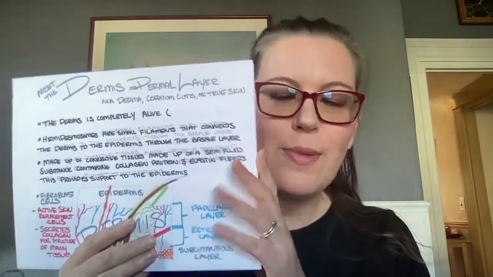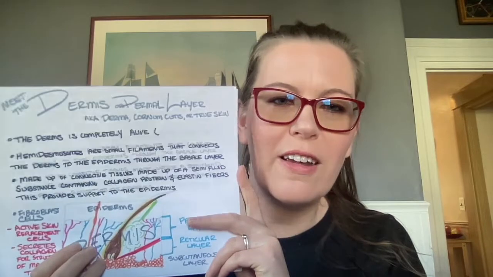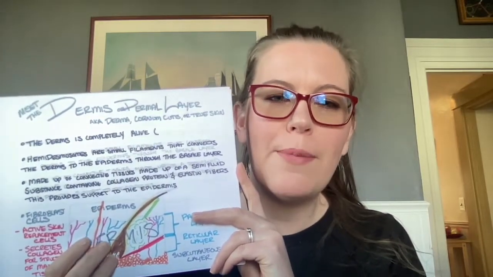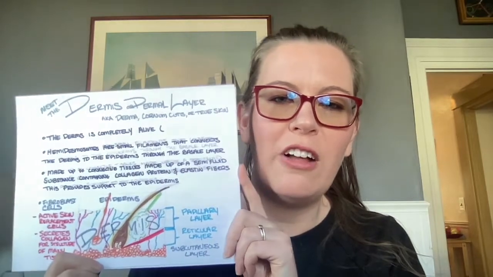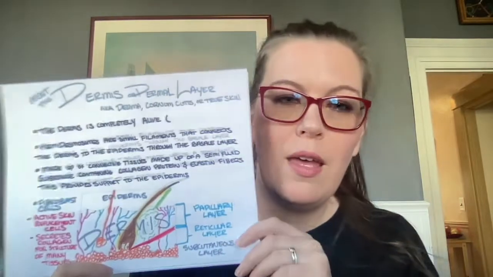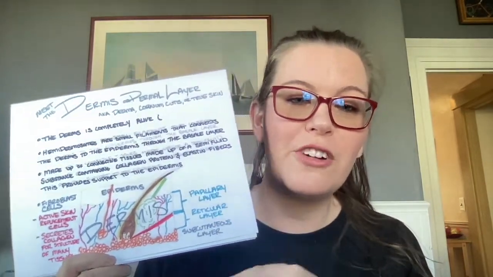Dermis layer. The dermis is completely alive. The hemidesmosomes are small filaments that connect the dermis to the epidermis through the basal layer. This is all made up of connective tissue, made up of semi-fluid substances containing collagen protein and elastin fibers. This provides the support to the epidermis. We also find our fibroblast cells. These are active replacement cells. They secrete collagen for the structure of many tissues.